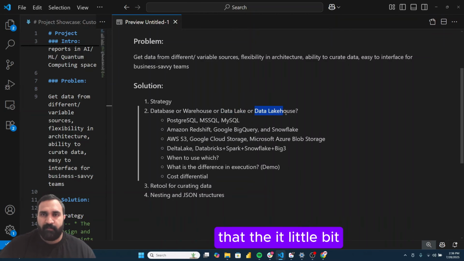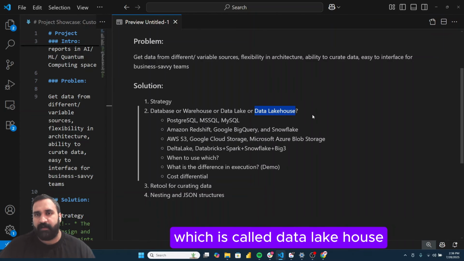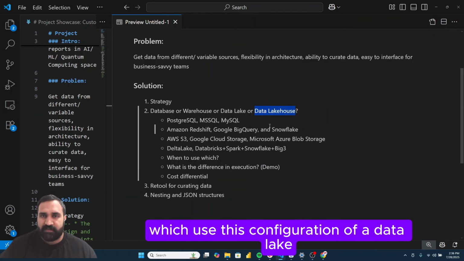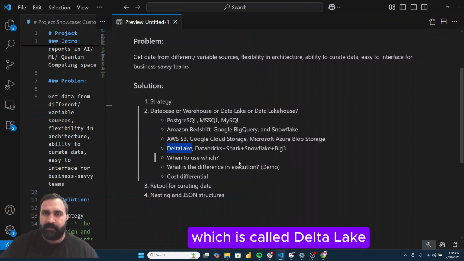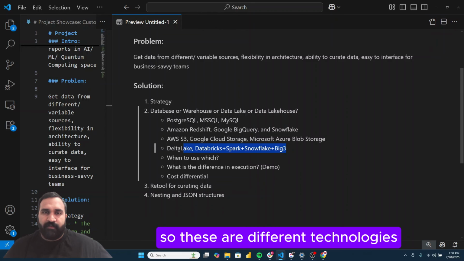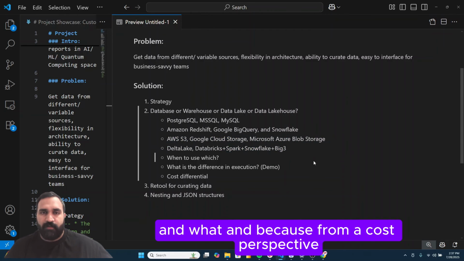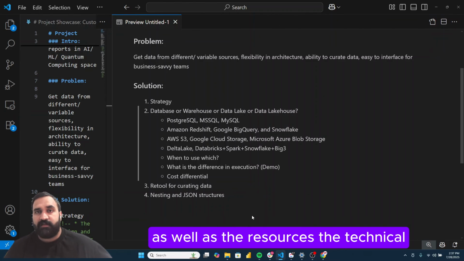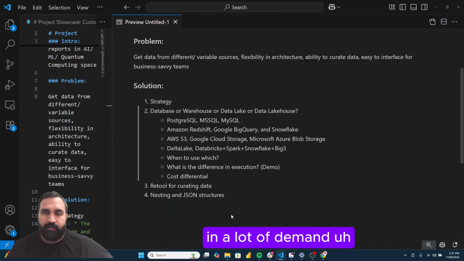Now there's a new term, the combination of a data lake and a warehouse, called a data lakehouse, which offers out-of-the-box solutions using this configuration of a data lake plus a warehouse. One is called Delta Lake, a packaged solution doing the same. So these are different technologies. The configuration really does depend on what your team is used to, because from a cost perspective these are expensive tools, and the technical people you need to hire are also going to be in a lot of demand.